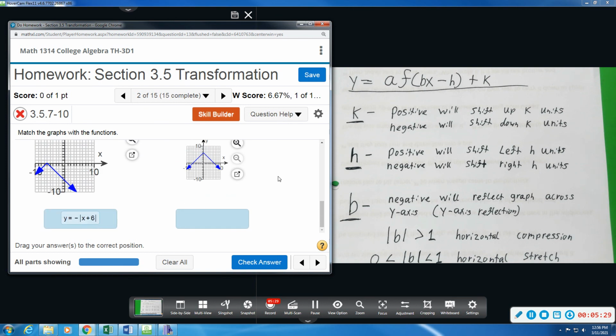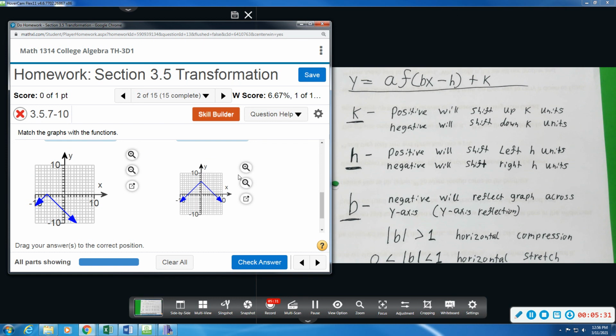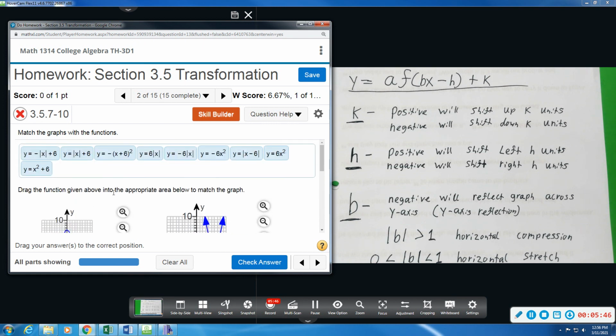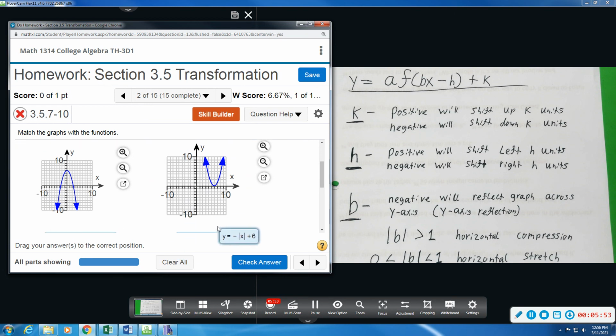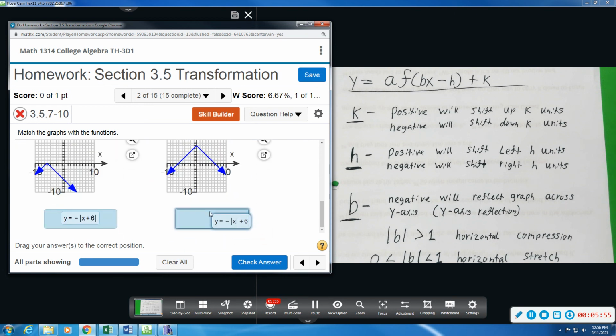And then this last one, we have flipped because it's facing downward, and looks like it got shifted up 1, 2, 3, 4, 5, 6 units. So I'm just looking for an absolute value, a negative out front, and a +6 separate, because that's how we shift up. And again, I'm just kind of following here. I know shift up, it needs to be a positive, a +k.